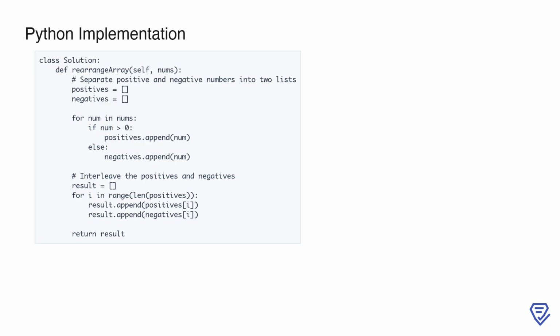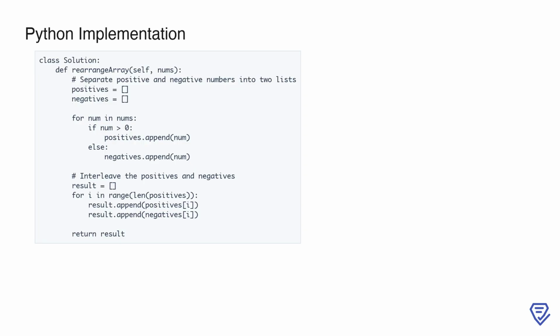Once the positive and negative numbers are segregated, the next step is to interleave them into the final result. This is done using another loop that iterates through the indices of the positives list. For each index, the corresponding positive number is appended to the result list first, followed by the corresponding negative number. This ensures the alternating pattern of positive and negative integers. Finally, the function returns the result list, which contains the rearranged elements following the desired pattern.